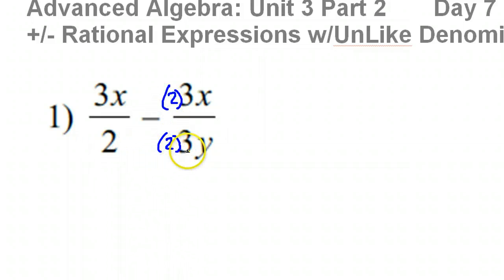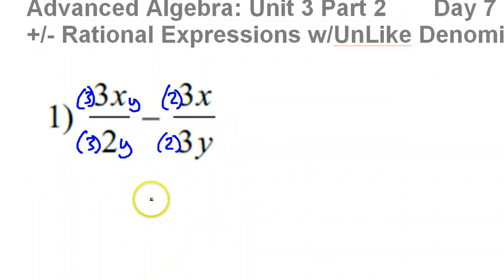Now the right denominator has a 3. The left denominator doesn't, so we'll do a 3 in the bottom and the top. So essentially they're both 6's now. But the right denominator has a y, so I give the left denominator a y. Got to do the same thing to the top. Okay, so now I have a common denominator.